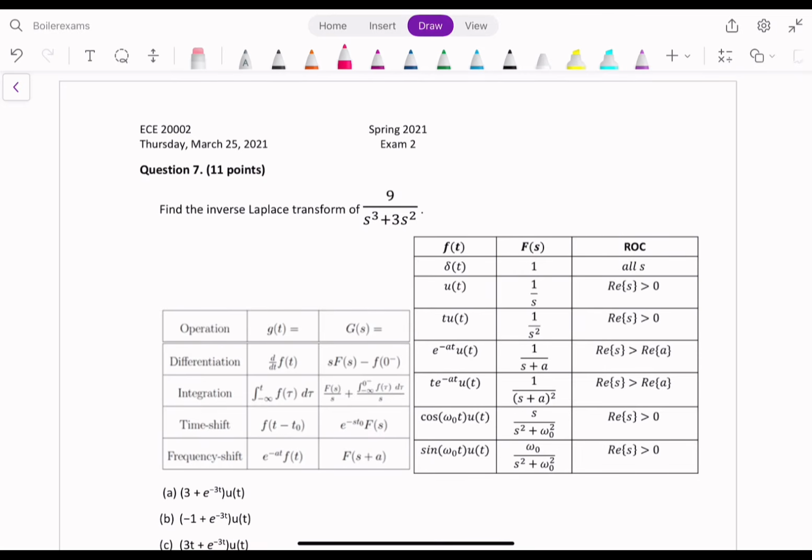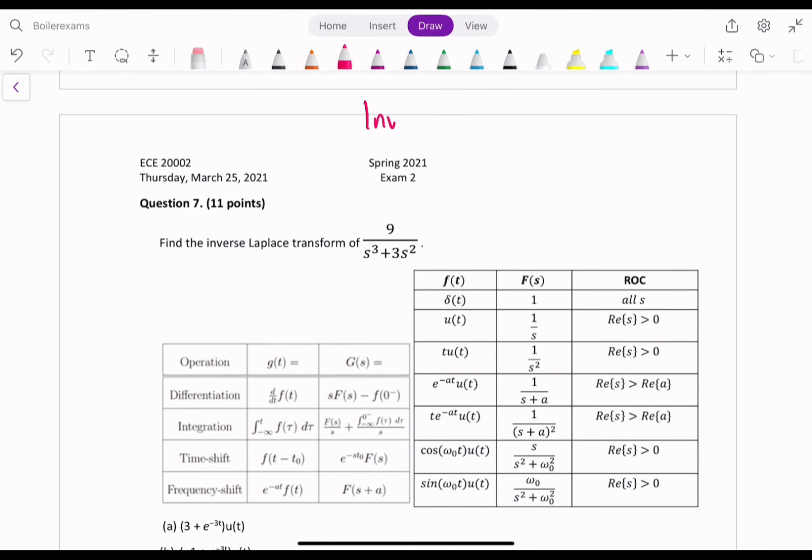Okay, question 7. Find the inverse Laplace transform of 9 over s cubed plus 3s squared. Okay, we have a very easy inverse Laplace question. What the question has given us is some function of s, and they want us to inverse Laplace transform that function.